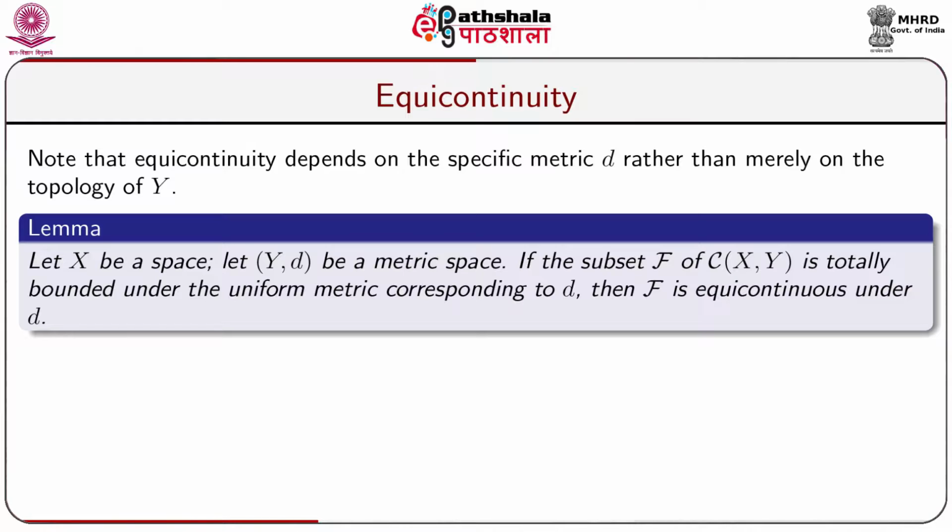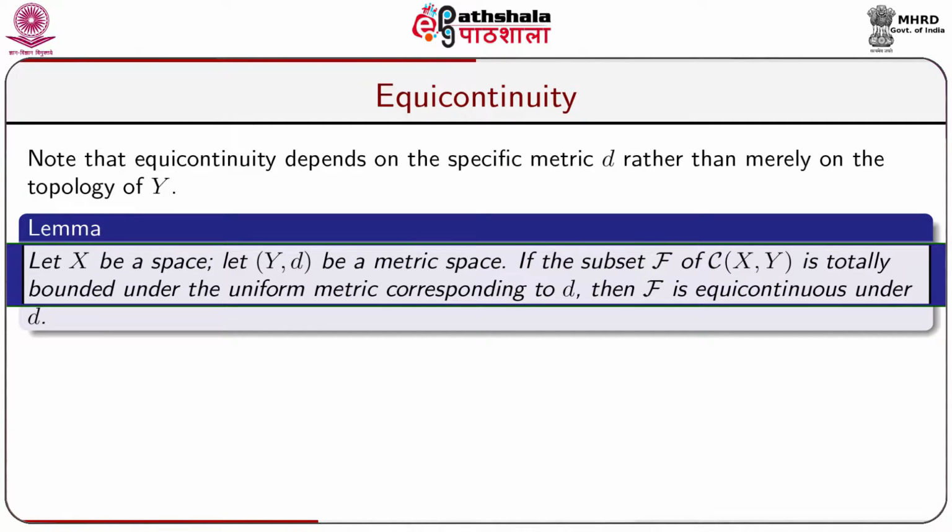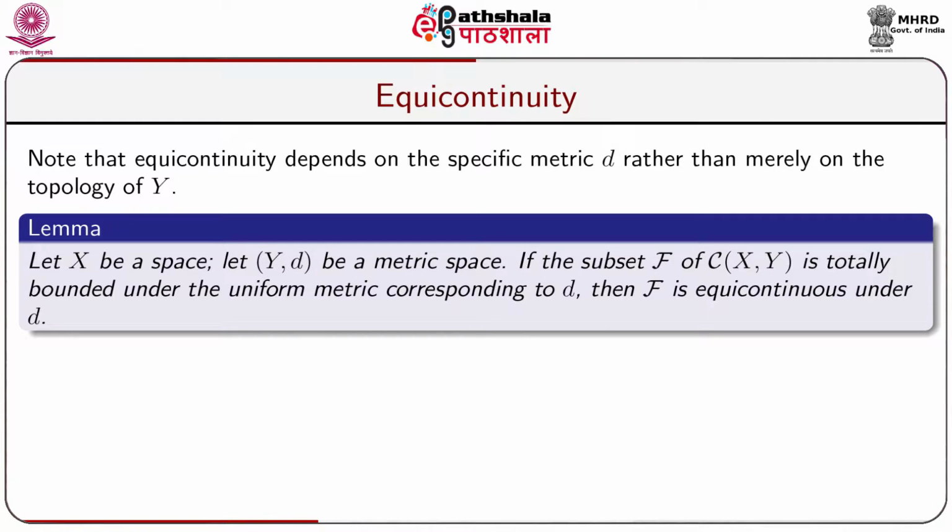We need the following lemma to prove our Ascoli theorem. Let capital X be a topological space and (Y, D) be a metric space. If script F, a subset of the function space C(X,Y), is totally bounded under the uniform metric, then script F is equicontinuous under D. That means, as C(X,Y) is a metric space under the uniform metric, if script F is totally bounded under this metric, then script F is equicontinuous under the metric D.